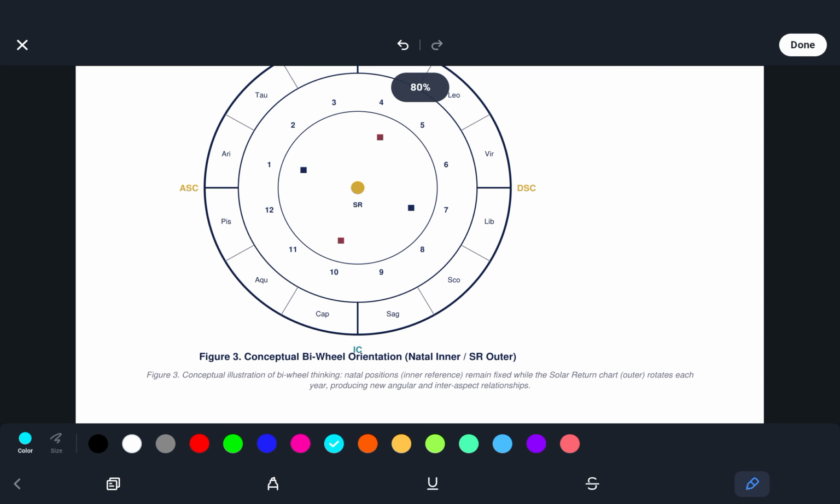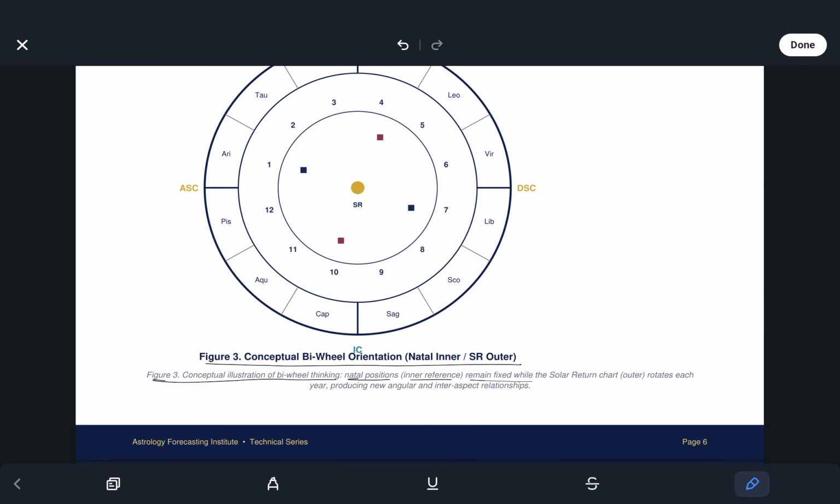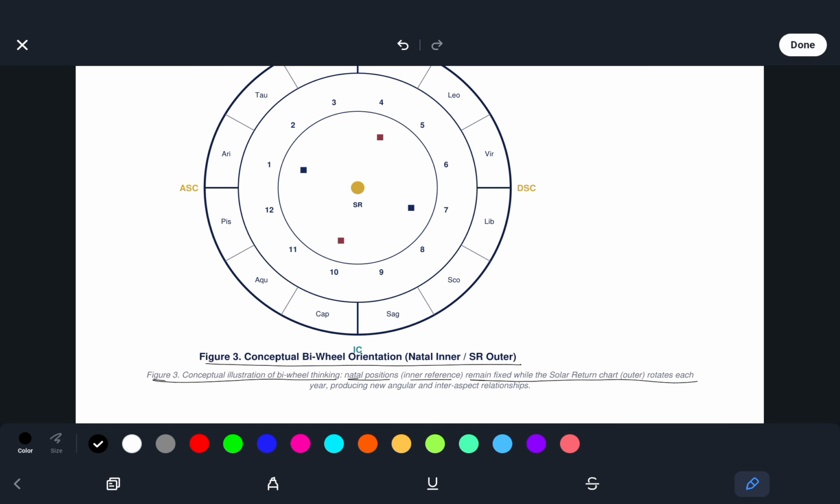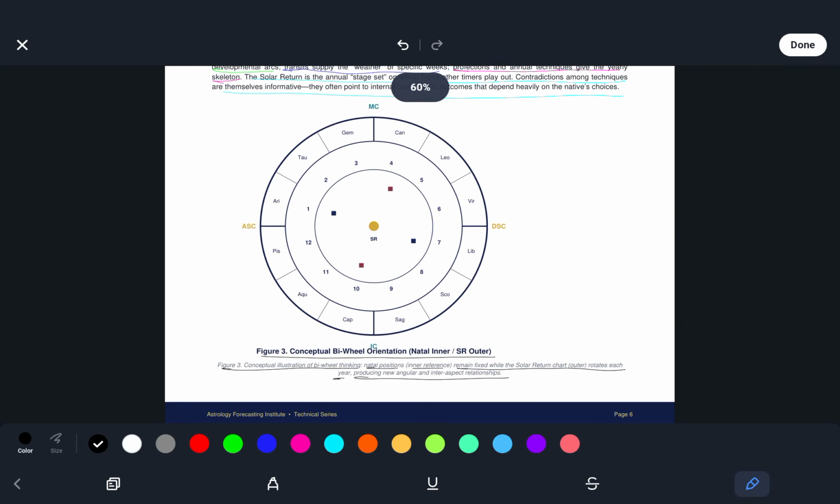And here we see conceptual biwheel orientation, natal inner, and SR outer. Conceptual illustration of biwheel thinking: natal positions in the inner reference remain fixed while the SR chart outer rotates each year, producing new angular and inter-aspect relationships.